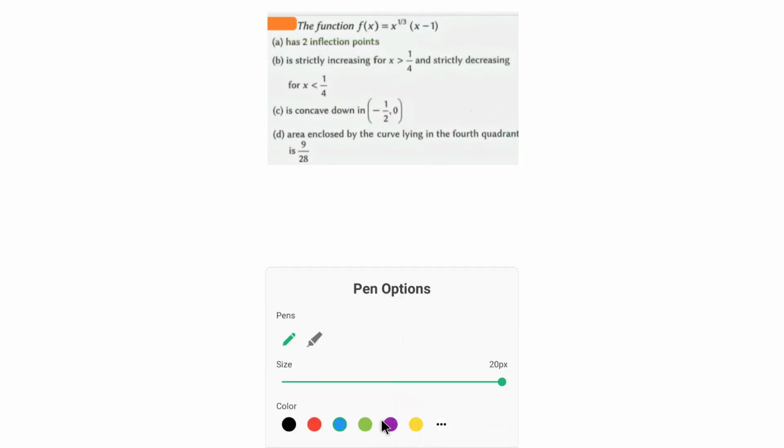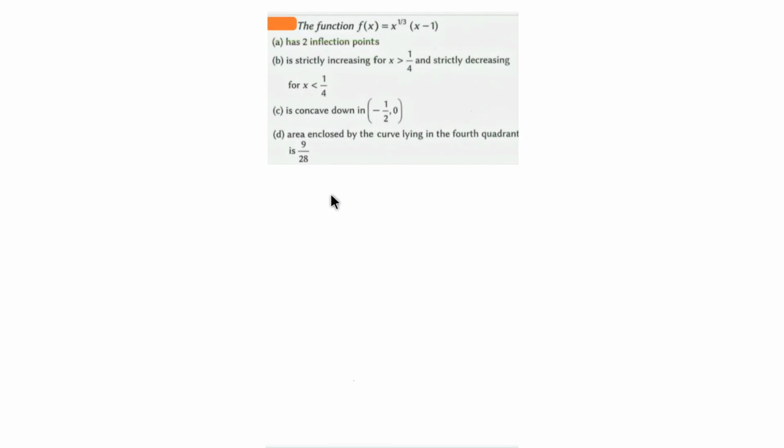These are the four statements given to us in the question, and we need to think whether each is true or false. We need to give clarity for that. So coming to the solution, first I'll write the function here. The function is f of x equal to x to the power 1 by 3 into x minus 1.